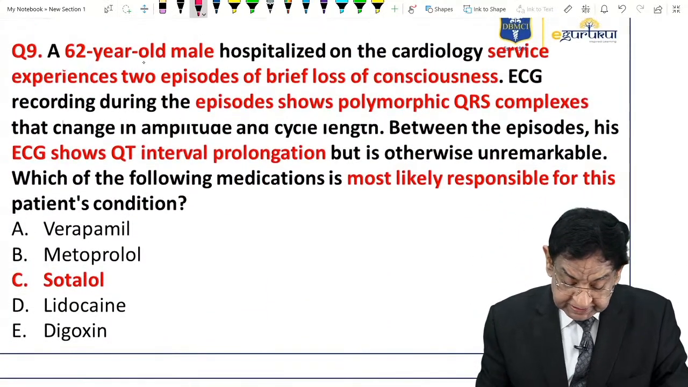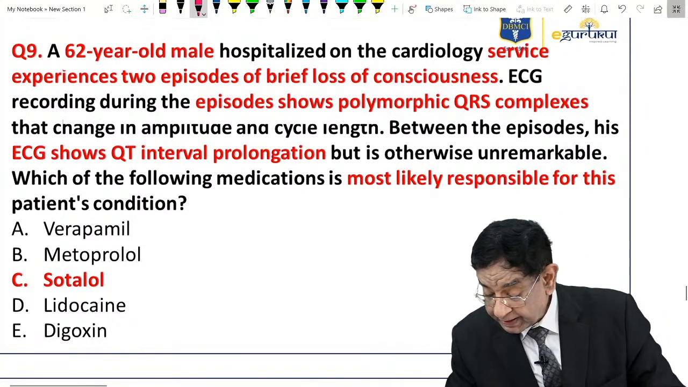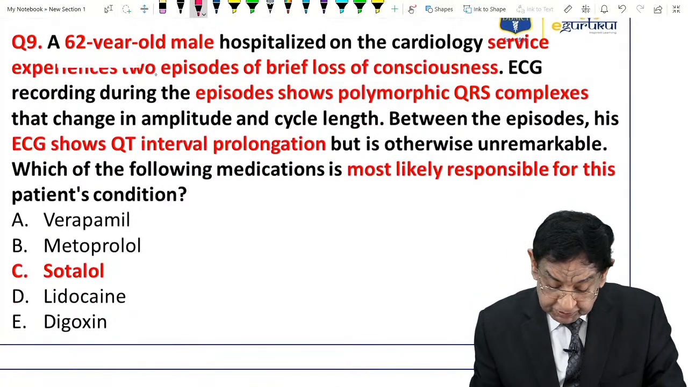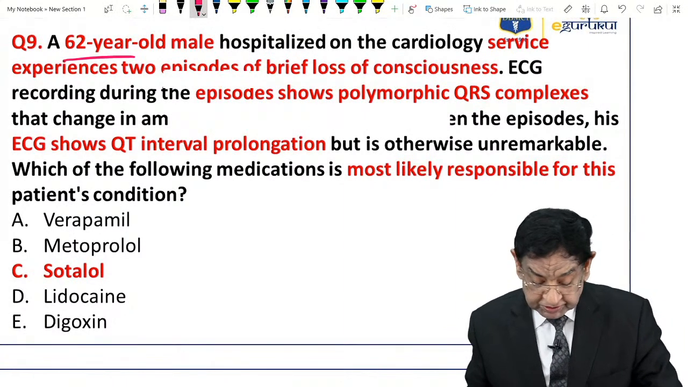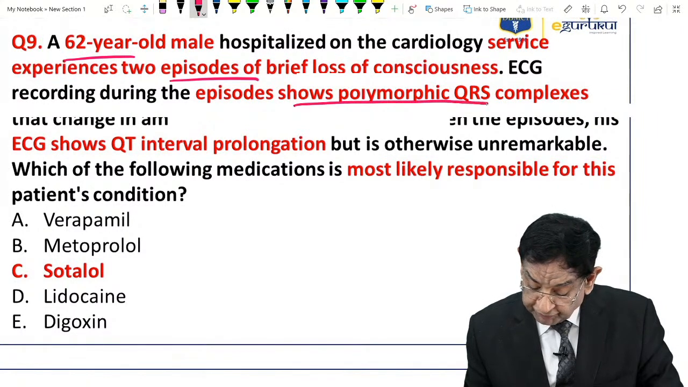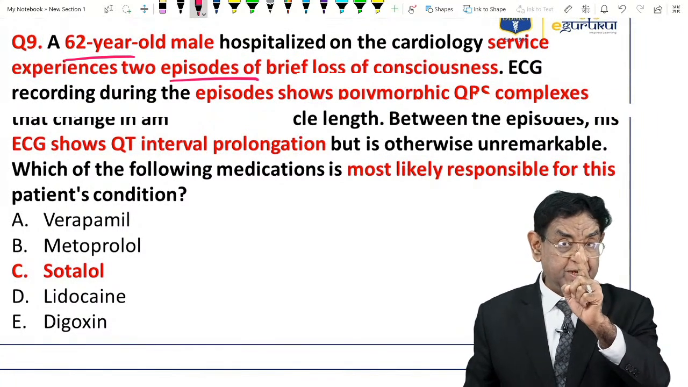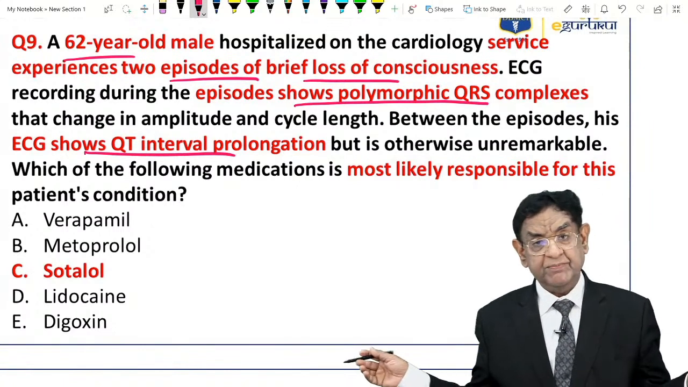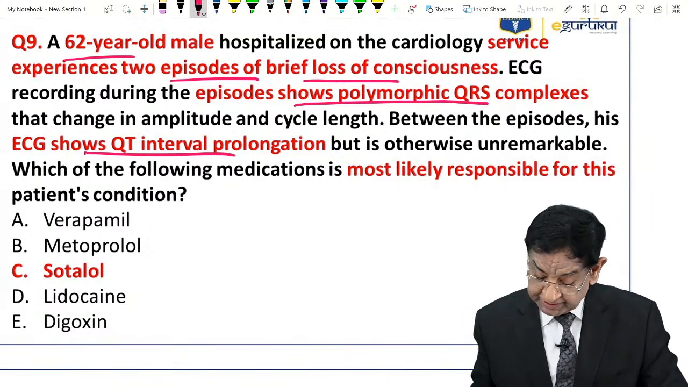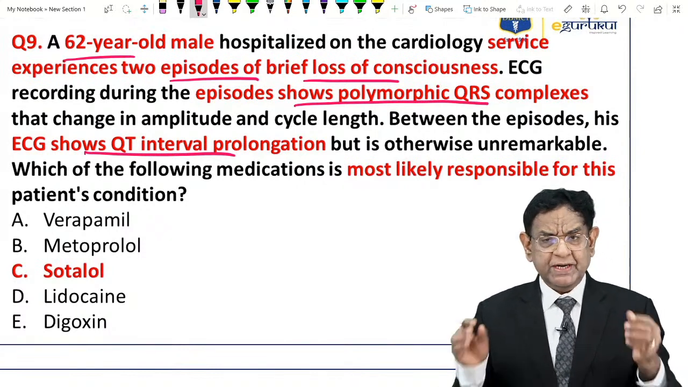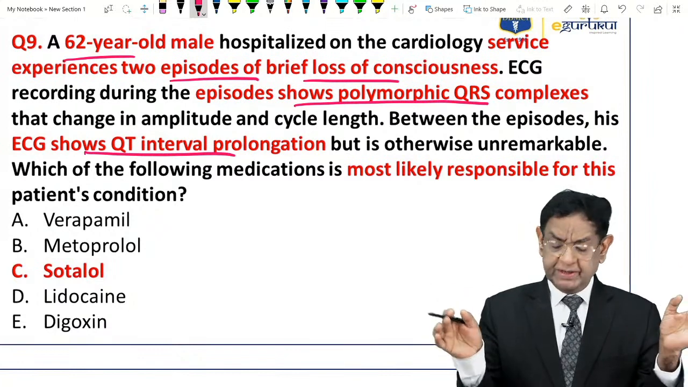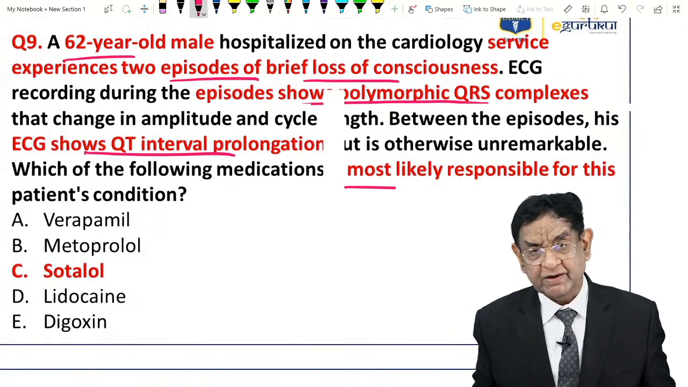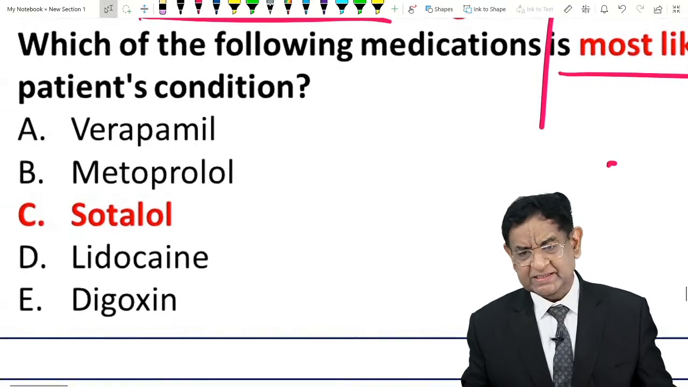Question 9. We are given a 62-year-old male, hospitalized with 2 episodes of loss of consciousness. ECG shows polymorphic QRS complex. Polymorphic QRS complex, we talked about torsades de pointes. Prolonged QT interval is now confirmed. Which is the one drug which can be responsible? So a direct question to you: polymorphic ECG is torsades de pointes, supported by prolonged QT interval. So now it's a very easy question.